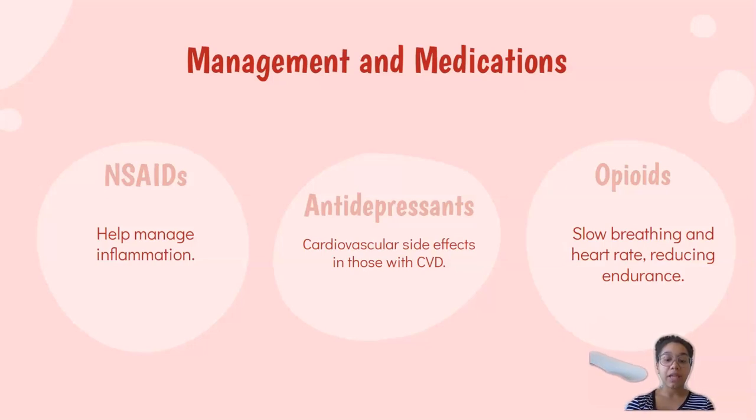Some antidepressants have cardiovascular side effects, and this increases the risk of cardiac events in those with cardiovascular disease. Other antidepressants work directly with the nerves in the legs, helping to alleviate that limb pain. Opioids decrease endurance during exercise by slowing breathing and heart rate, so long-term use increases the risk of falling and osteoporosis and should not be used directly before exercise. Corticosteroids also help manage inflammation as NSAIDs do.